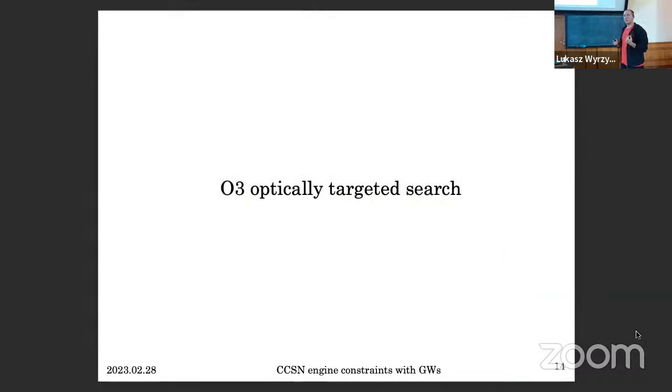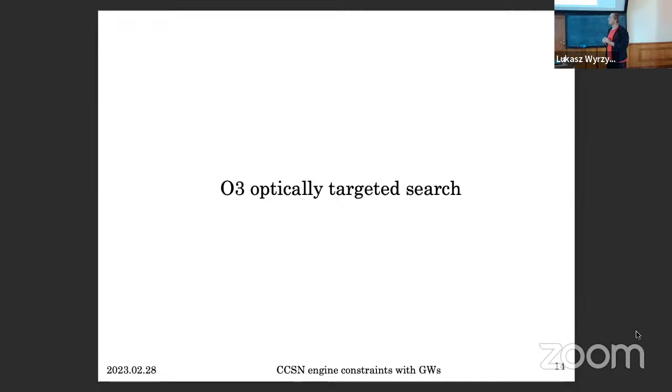Now, let me go to the new results. These are results with the last observing run. These results are not yet public. It was supposed to be a LIGO-Virgo collaboration paper, but we still don't have a final decision of whether we can publish it without that. But hopefully it will be available soon on arXiv.